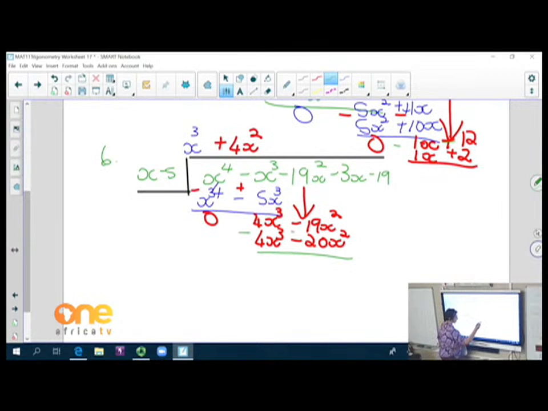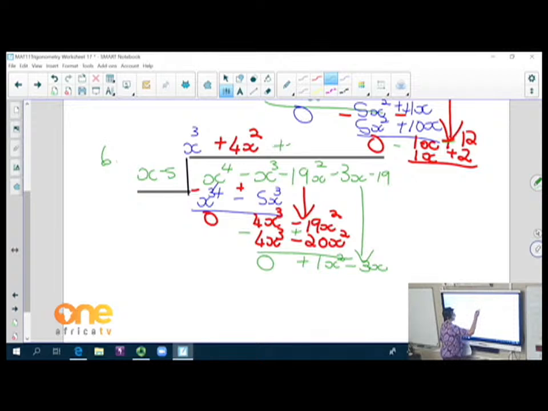Okay, we change the second signs. Don't forget that step. That one eliminates. Negative 19 plus 20 is plus 1x squared. And this time you bring down the negative 3x. So how many times will it divide?